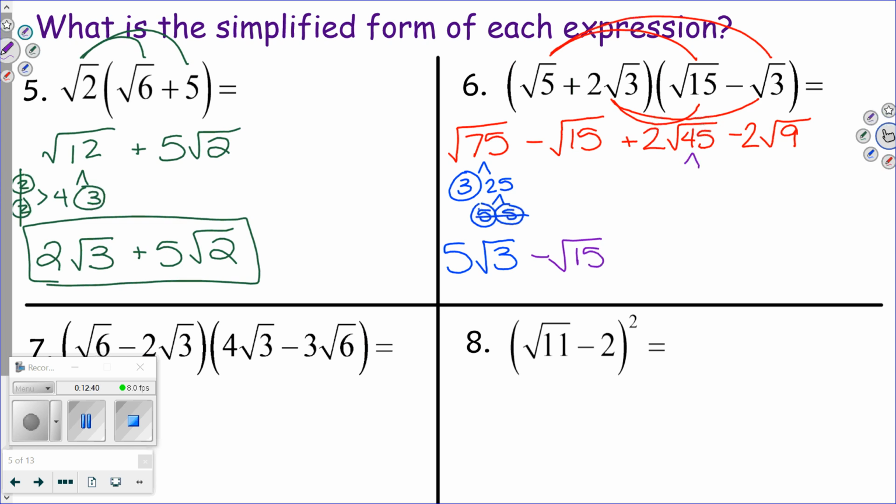Next one, 45. Yeah, that's 5 and 9. 3 and 3. So pair of 3s. There's already a 2 out there. What's it become then? 6. I got one person paying attention. Thank you. Radical 5.